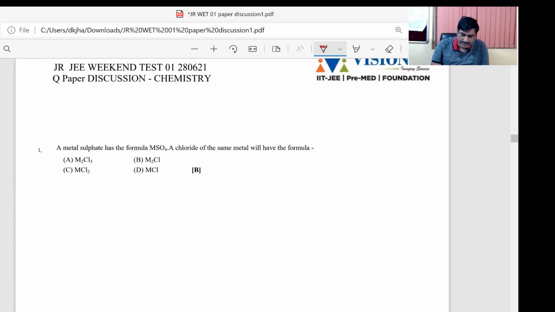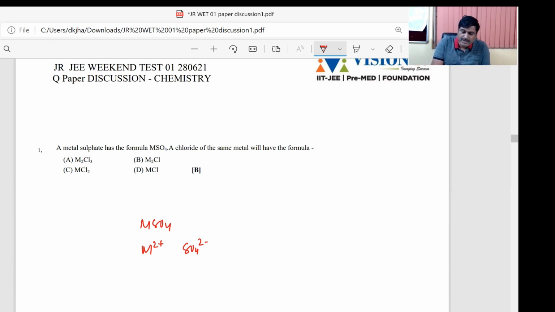What is the question? A metal sulfate has formula MSO4. So simple question. Now we have MSO4, you know there is a sulfate. Sulfate means SO4 2 minus. That is the negative. So it means this one is M2+ and SO4 2-. Its valency is dipositive. And Cl is minus one.